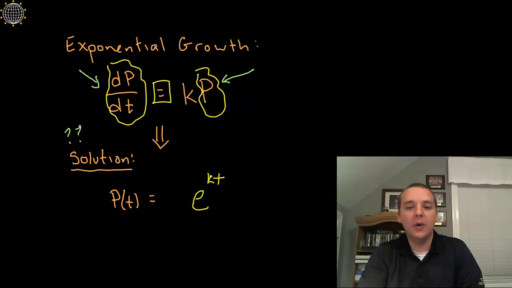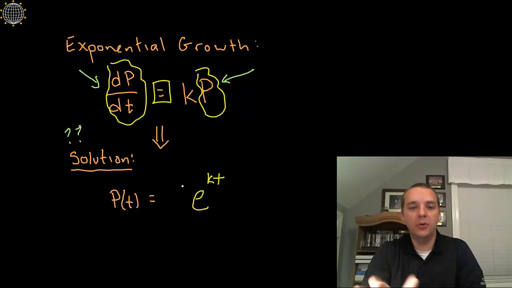Now, why does this work? Well, let's just look at it. What's the derivative of this for the left-hand side? Well, the chain rule says this would be e to the kt times k. And look at the right-hand side. You have e to the kt, if you were to sub that in for the capital P function, times k. So they match.